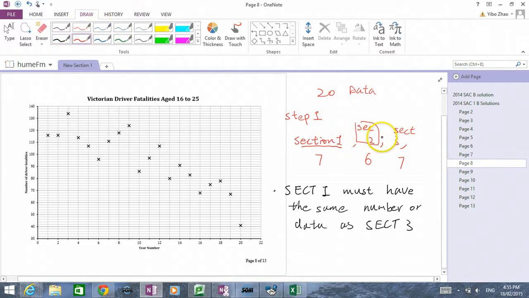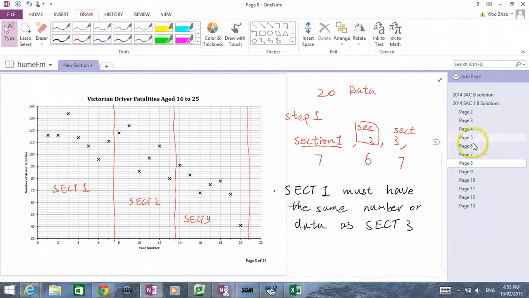Now, after that, let's draw lines. Section 1, I should have 7 data. I have 1, 2, 3, 4, 5, 6, 7. After 7 data, I draw a line. This is section 1. Section 2, I have 6 data. I have 1, 2, 3, 4, 5, 6. So after that, I draw a line. Section 2. And section 3, I should have 7 data. Again, section 3.